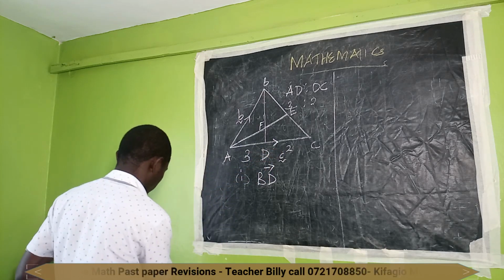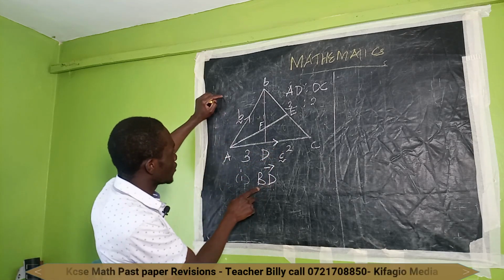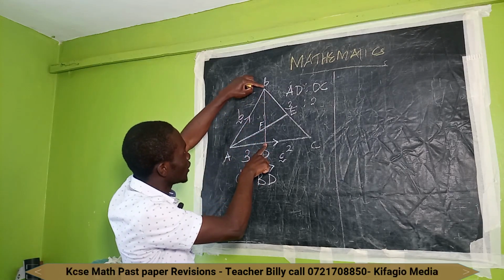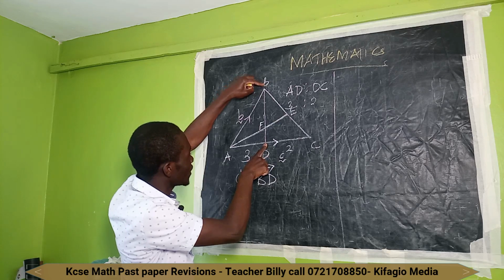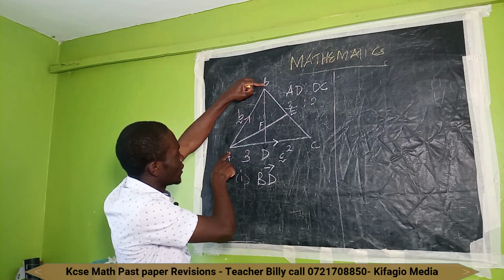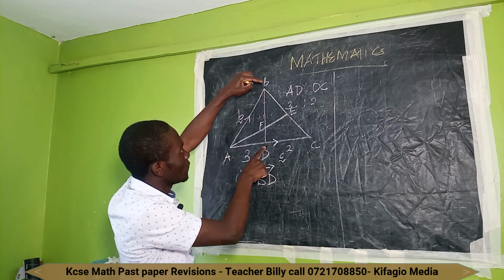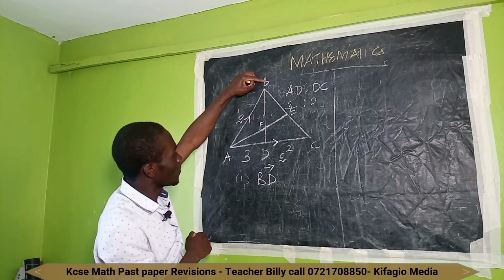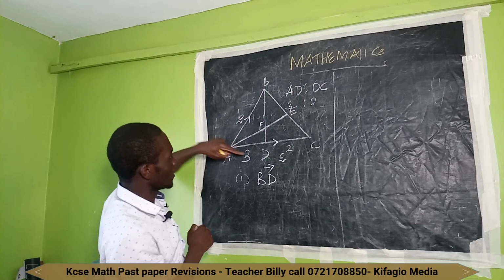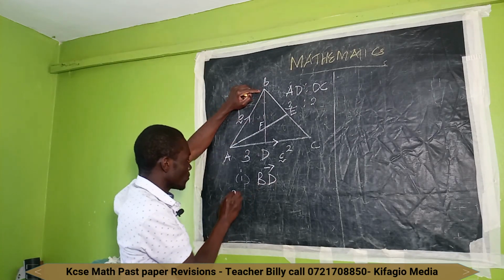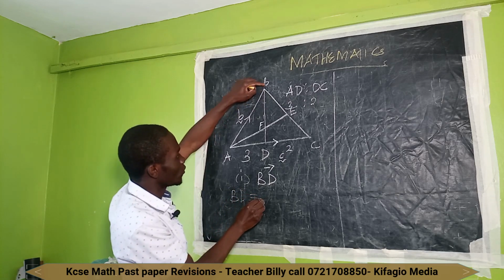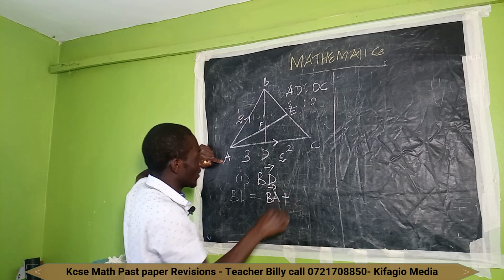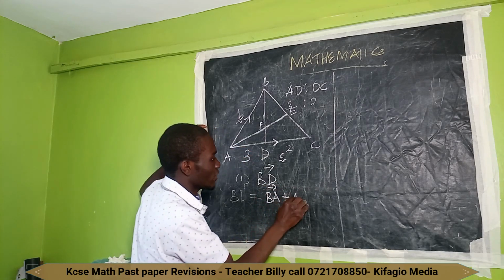Now, you are at point B, you need to get to D. So BD, you can either choose to move from here to here, then from here to here, or move from here to here, then from here to here. So if you choose BA plus AD, so BD is equal to BA plus AD.